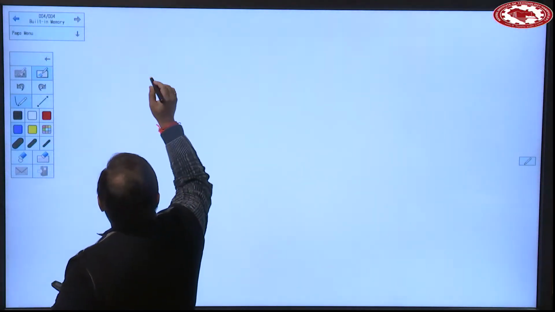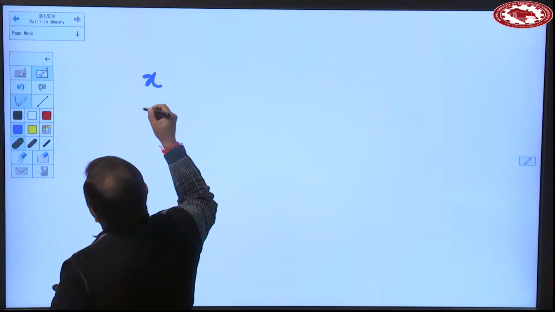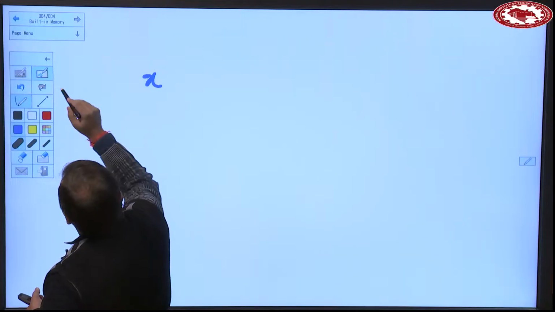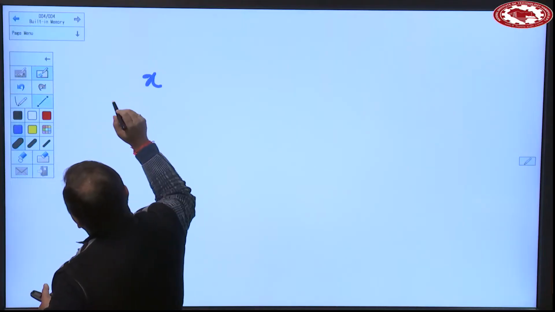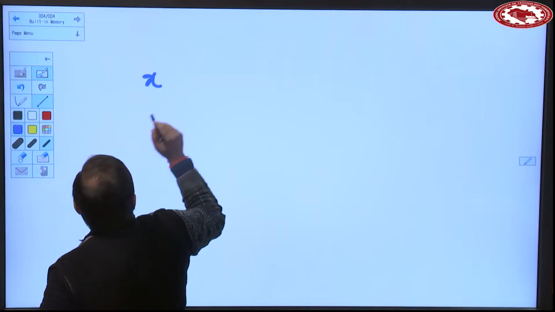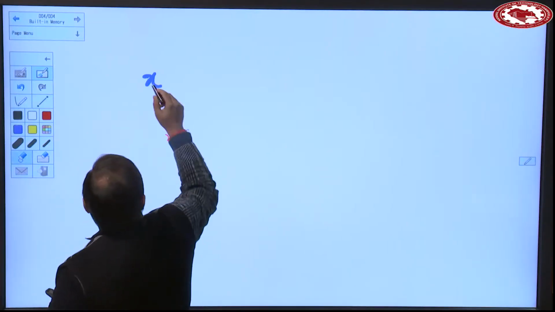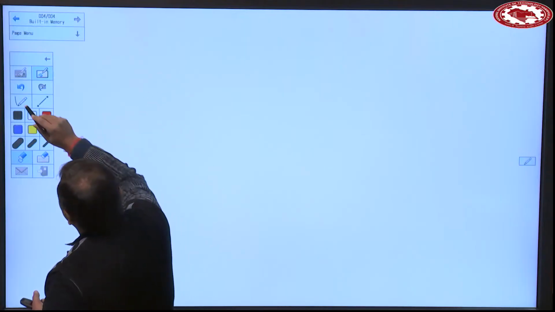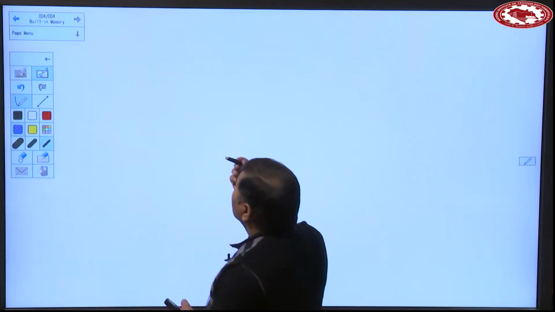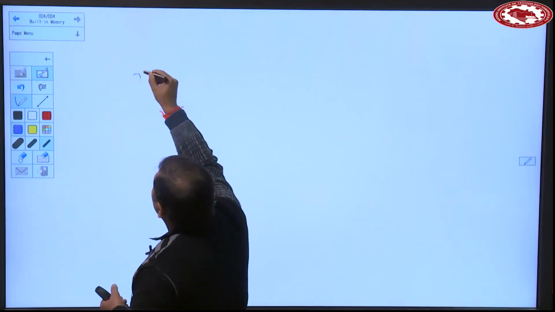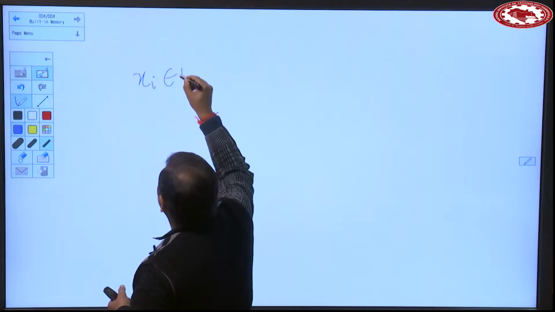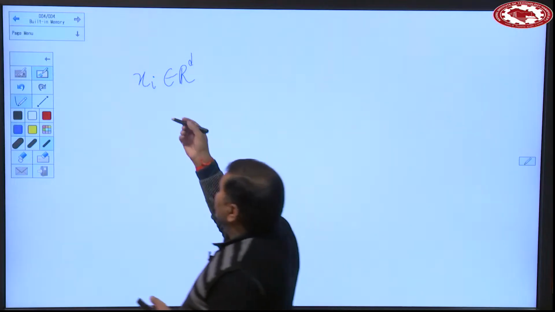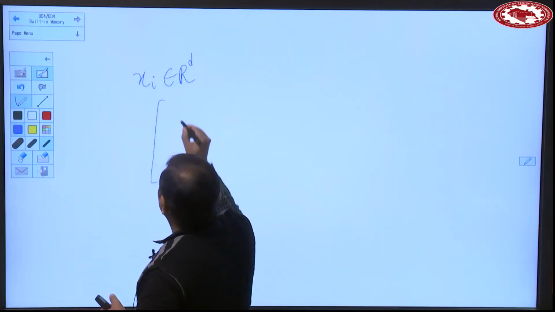So, what I am saying is that you have a vector xi. Okay, so you have xi, right. So, xi in d dimension space. So, what is this xi? Maybe I am just writing xi as a vector like this.